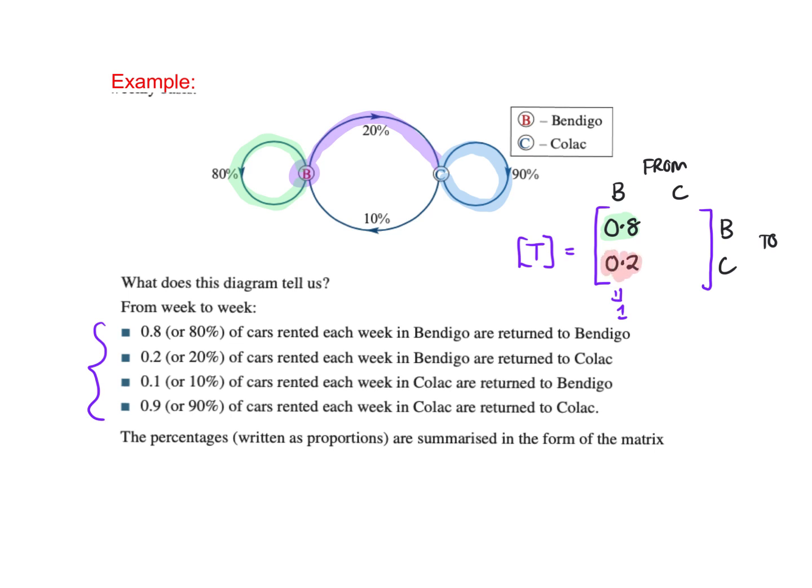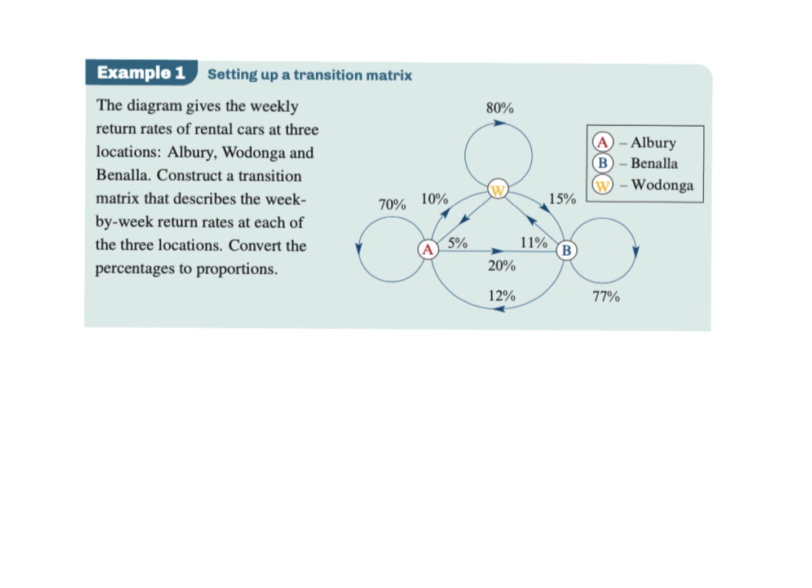So let's just check that. We're saying if we're at Bendigo and we go to Colac, yes it is. See how it was 20%? It's 0.2. Now, if we look at Colac to Colac, those ones are often easy. I can see down here that it's 0.9, and because they have to add up to 1, that would be 10% there, but it's also indicated on the diagram. So there's that there.